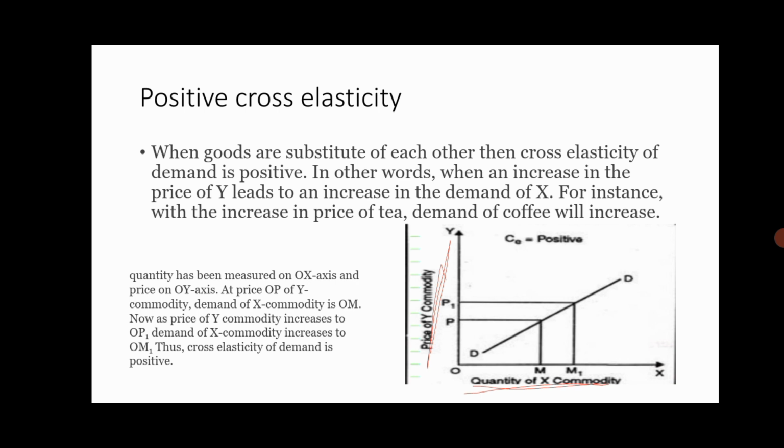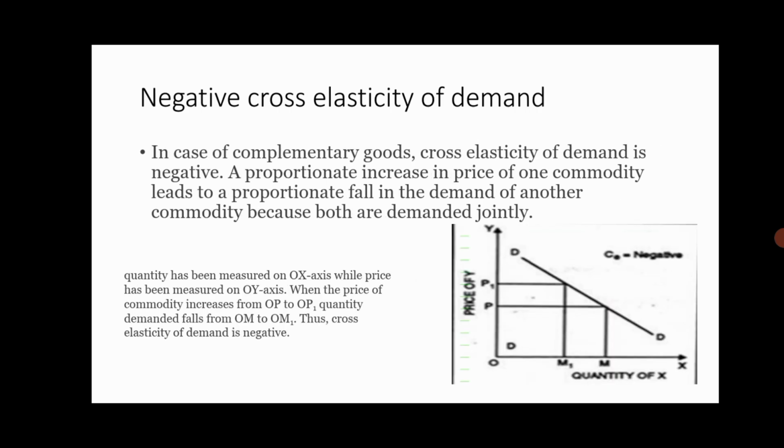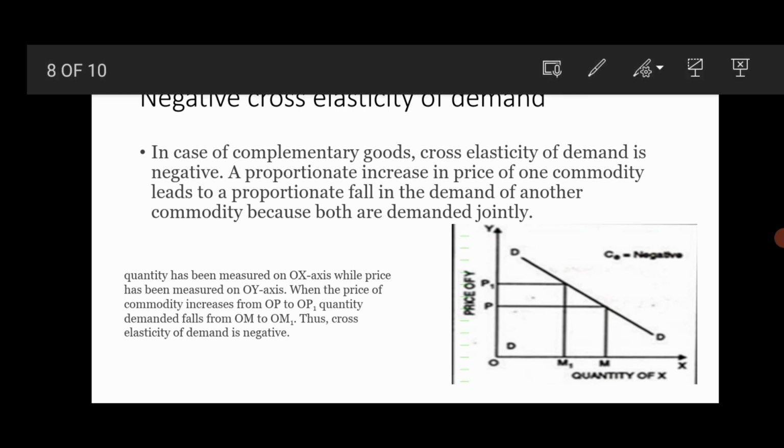So then the next type of cross elasticity of demand is the negative cross elasticity of demand. In case of complementary products, we can see the cross elasticity of demand is negative. So a proportionate increase in the price of one commodity leads to a proportionate fall in the demand of another commodity, because both are demanded jointly. It happens when the commodities are demanded jointly. For example, car and fuel, or tea powder as well as sugar.